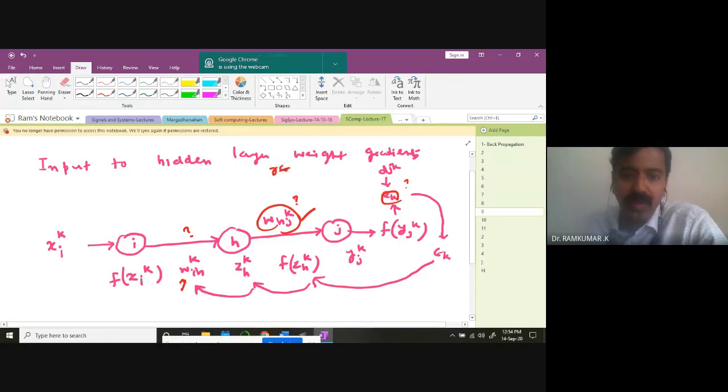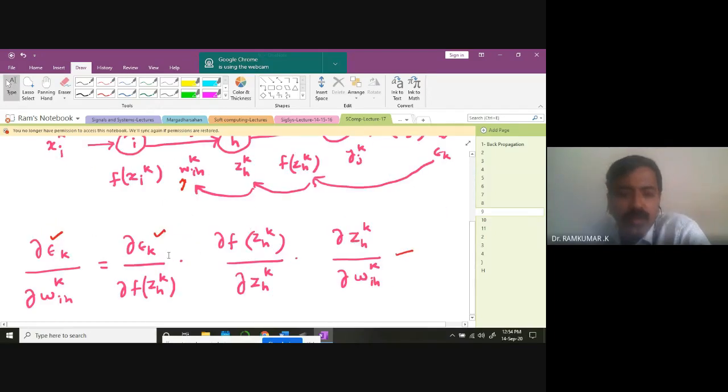This is dou E by dou WH. Now we are going to compute dou E by dou WIH. Sorry, WIH we have to compute. So for that, we proceed in the same manner, with back propagation. The chain rule is what we are going to implement, the chain rule of calculus again.